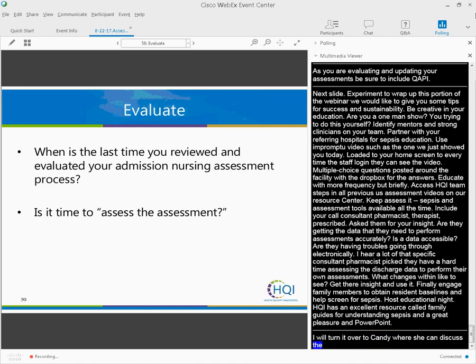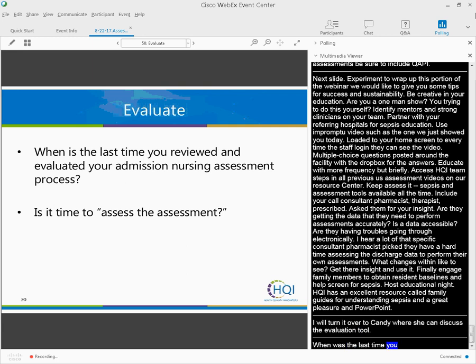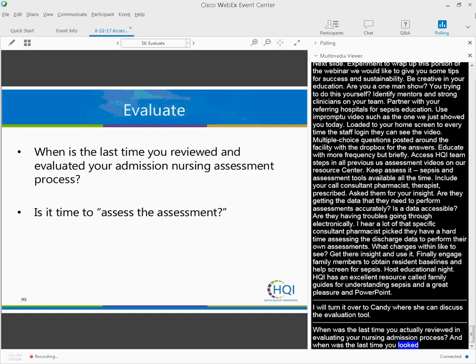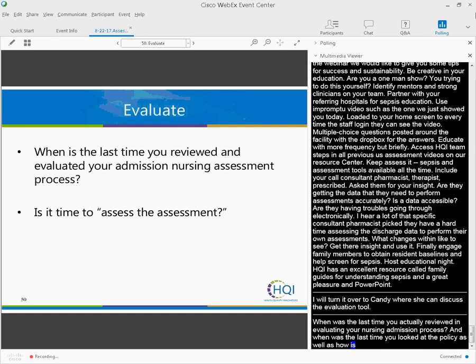Okay, so when was the last time you actually reviewed and evaluated your nursing admission assessment process? And when was the last time you looked at the policy, as well as how it is implemented? How well do people practice it? It may be time to assess the assessment.